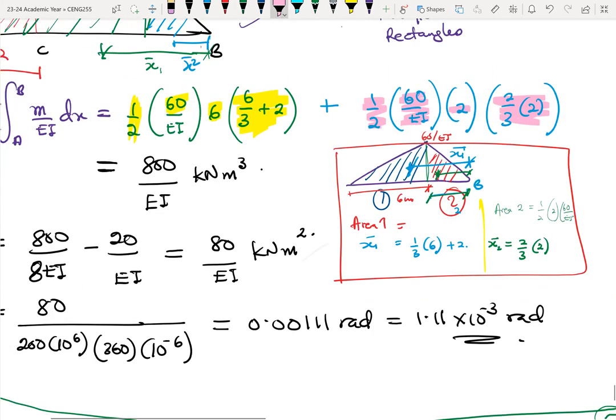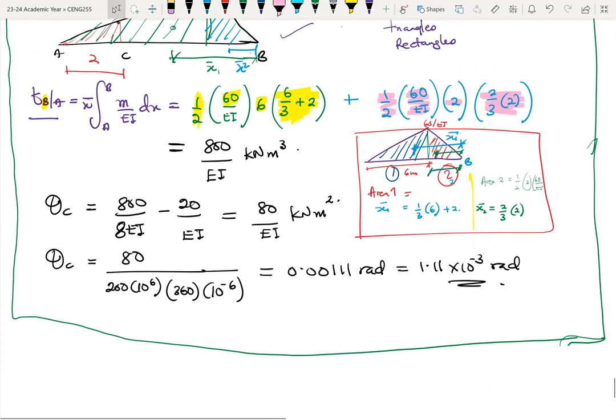And once we sum the two up, that will give us the TBA, or the T subscript BA, which will be 80 over EI. Okay. If you do your computations, you get 80 over EI. So now we know TBA.